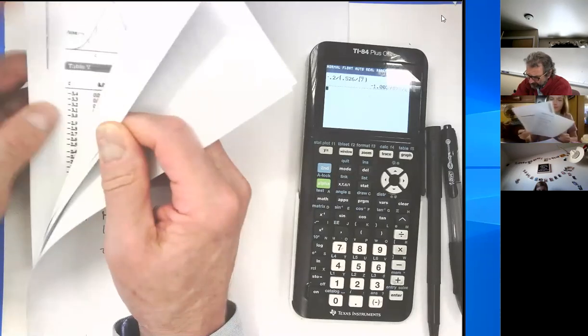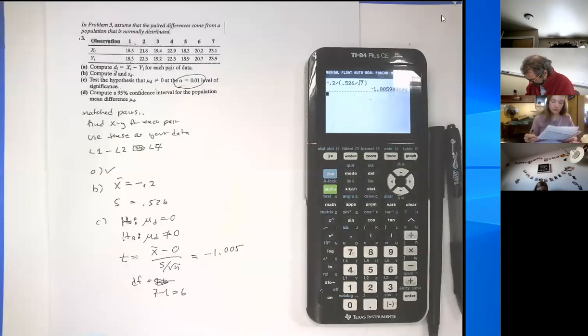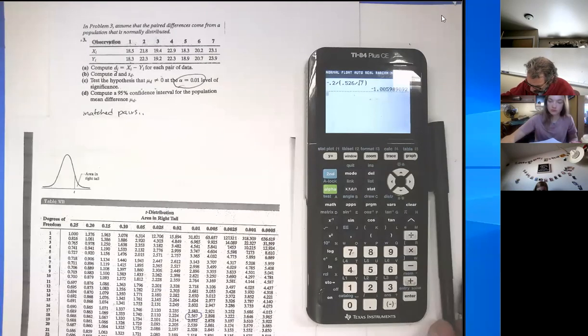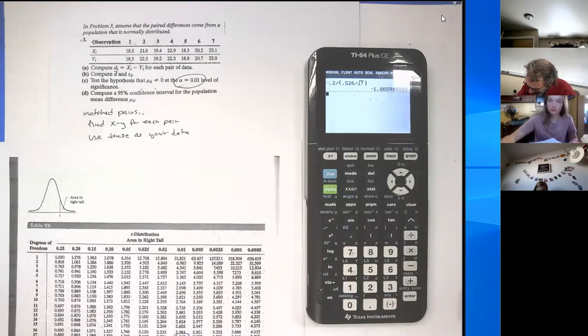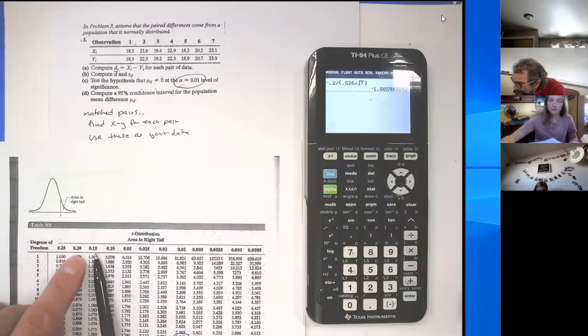I attached them to this set of notes too. Here we go. We're looking at t, degrees of freedom 6. We're looking for minus 1, so we're looking for 1, degrees of freedom 6. So 1 is between these two numbers. And so that means the tail probability is between these two numbers. So between 0.2 and 0.15 is the p-value.